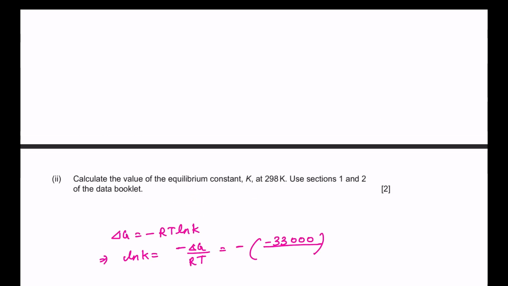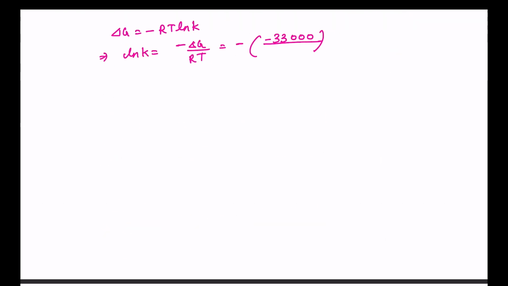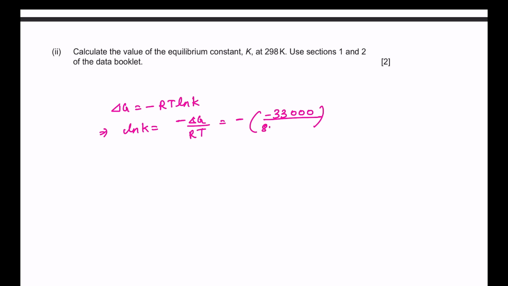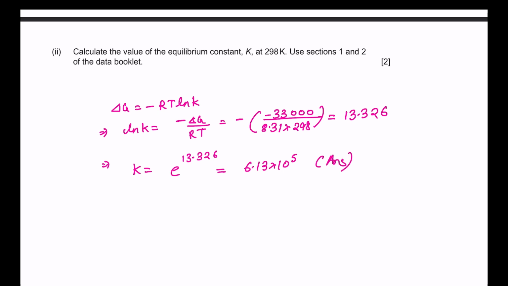So let's start. We know that delta G equals minus RT ln K. Or simplifying, we get ln K as minus delta G by RT. So that will be minus of minus 33,000. That is delta G in joules. Delta G was 33.0 kilojoules, right? So that is 33,000. R is 8.31 and T is 298 kelvins. If we simplify this, we'll get 13.326. That is ln K. Now K will be, if we just take an exponential, e to the power 13.326. Upon simplifying, we'll get 6.13 times 10 to the power 5, which is the answer to this part of the question.